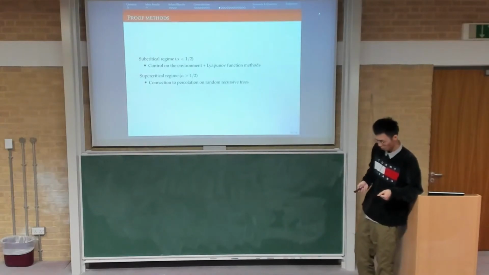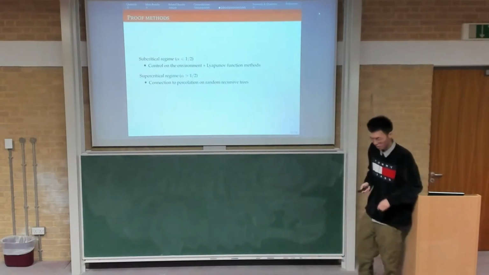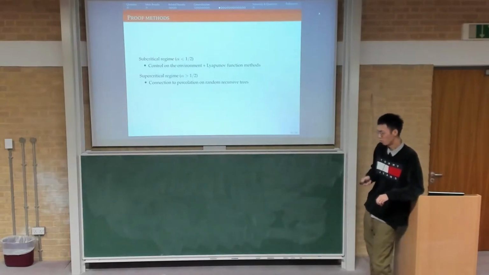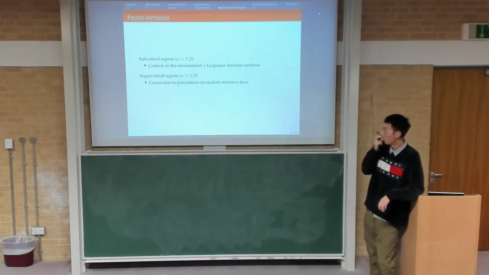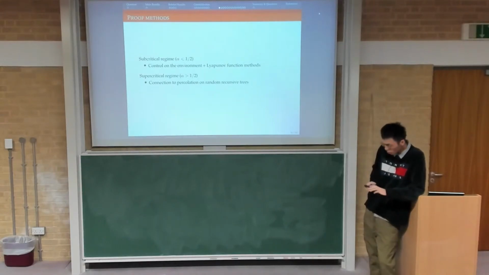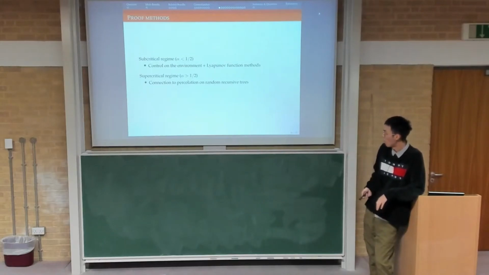So let's talk a little bit about the proof for the two-dimensional case. For the subcritical regime, when alpha is less than 1/2, I'm going to use the Lyapunov function method. But in order to use this method, we need to have some control on the environment. For alpha greater than 1/2, we can consider the general stable random walk, using a connection to the population and random recursive tree.